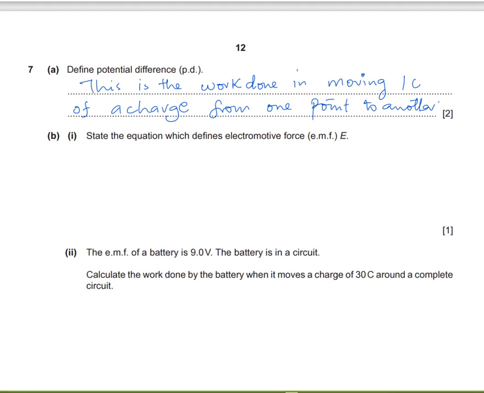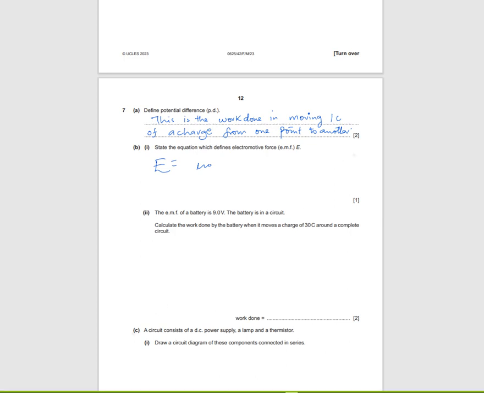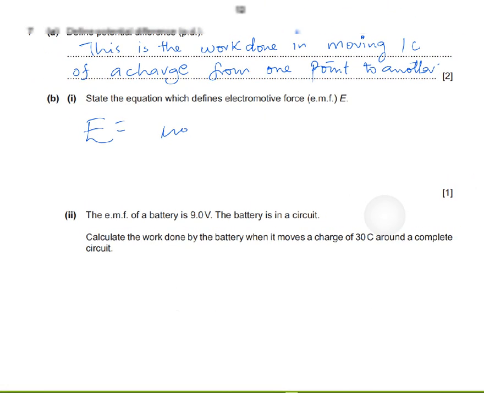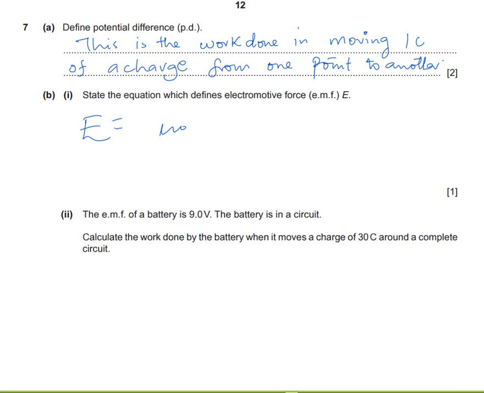Then state the equation which defines electromotive force E. So E is equal to work done.